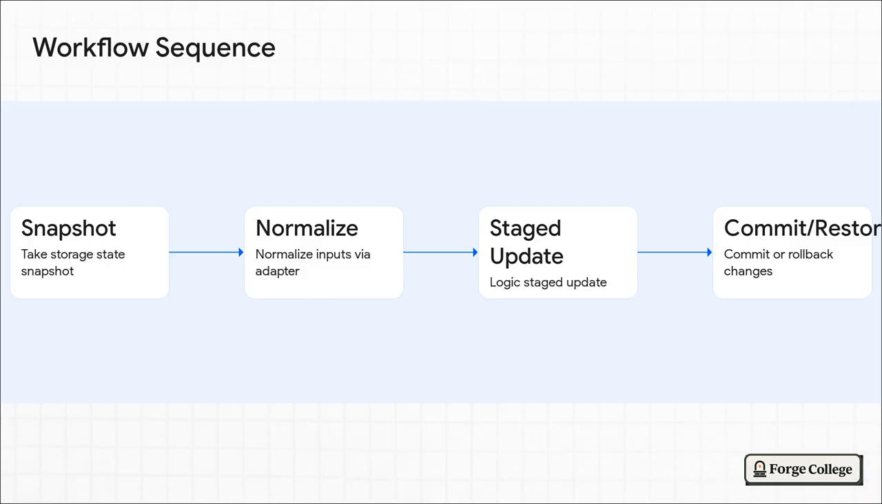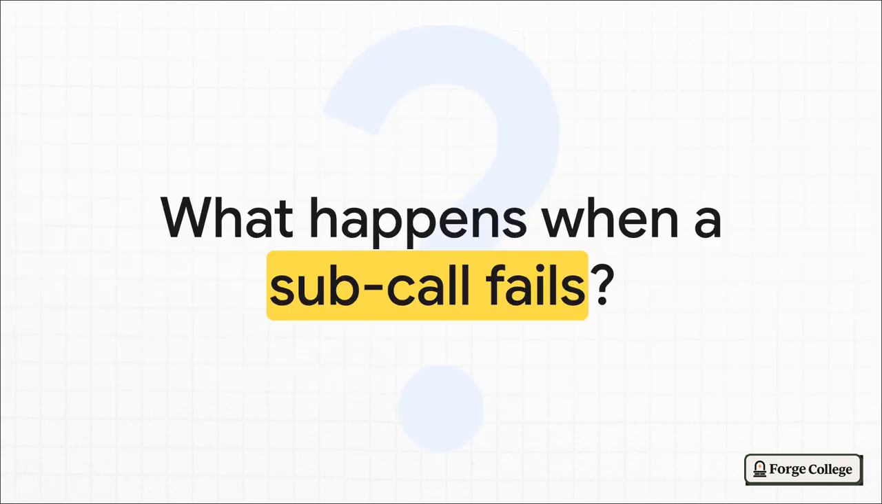Step 2, it calls the adapter module to normalize the inputs. Step 3, it runs the logic module to create that staged update. And only, absolutely only, if all those subcalls execute flawlessly, does the orchestrator move to step 4 and explicitly commit the final changes. But let's be real for a second.